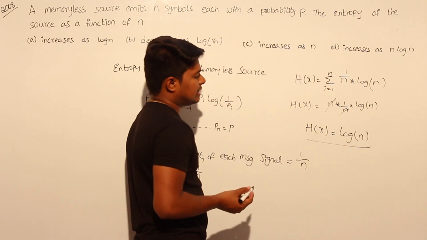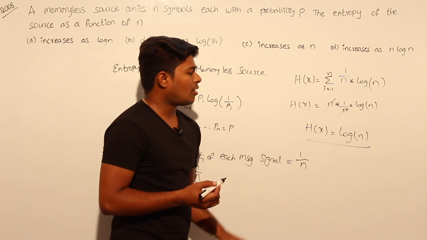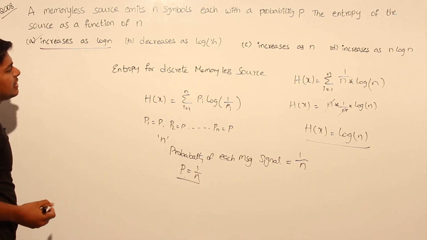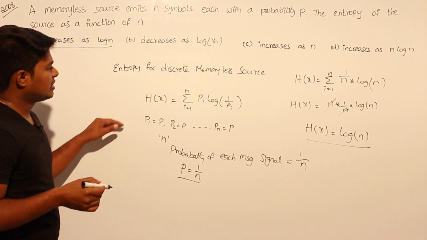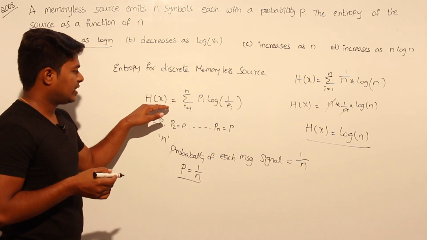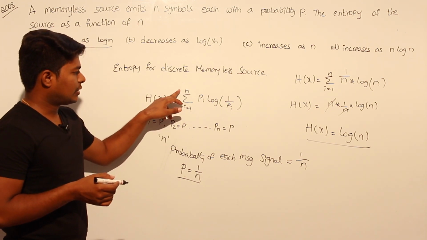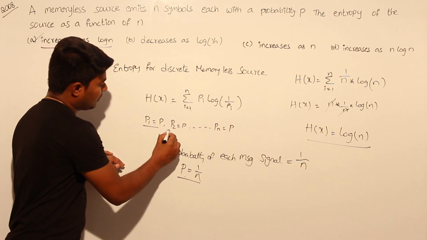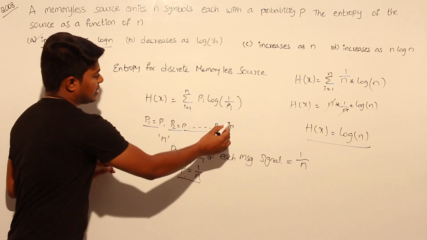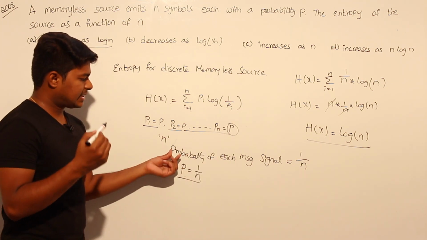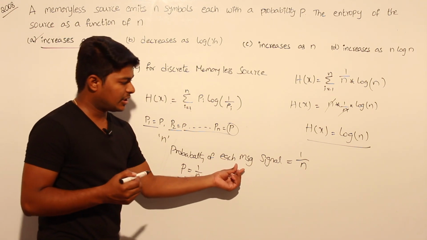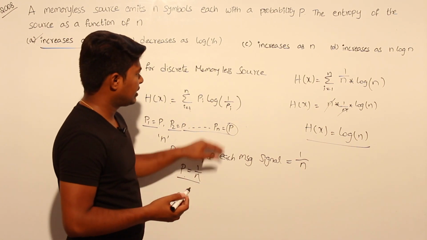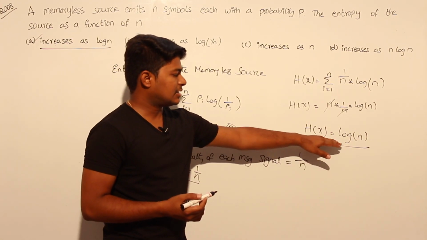From this you can clearly see that it increases with log of n. So in the options, it increases as log n. Option A is the correct answer. How we have solved it: first we write the formula of entropy, H of x equal to sigma i equal to 1 to n, p_i log of 1 by p_i, which is a standard formula. All the probabilities are the same, equal to p. Each message signal's probability we found to be 1 by n, because there are n symbols. So replace p equal to 1 by n in the above equation, which gives the answer, log of n.